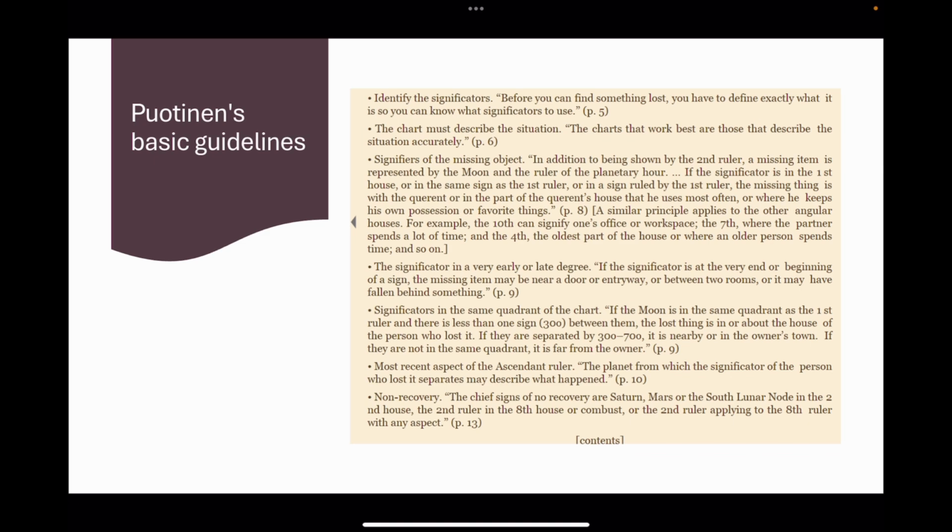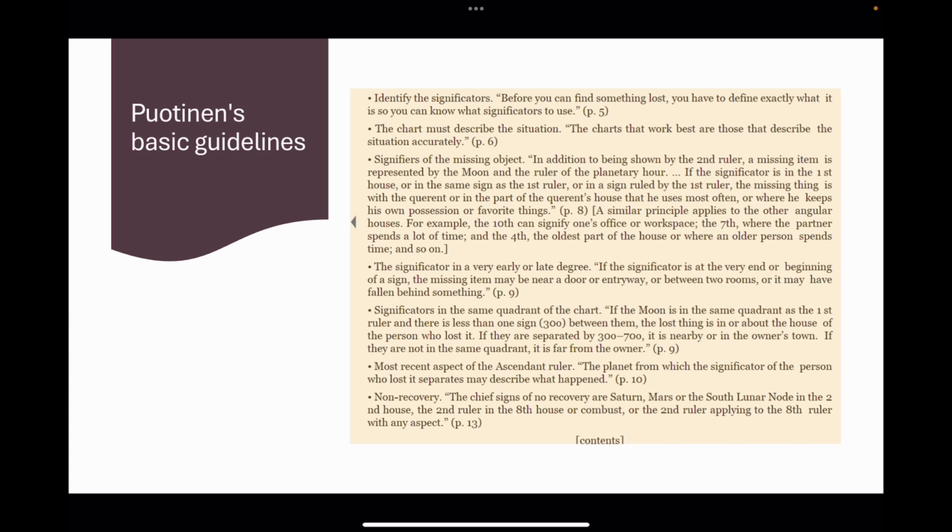So remember, the angular houses are the 1st, 4th, 7th, and 10th. And those are the pivots of the chart. And so, again, when you are looking for a missing item and the significator for the missing item falls in an angular house, that is showing you that the item is nearby, and a lot of times it is showing a strong likelihood of recovery.